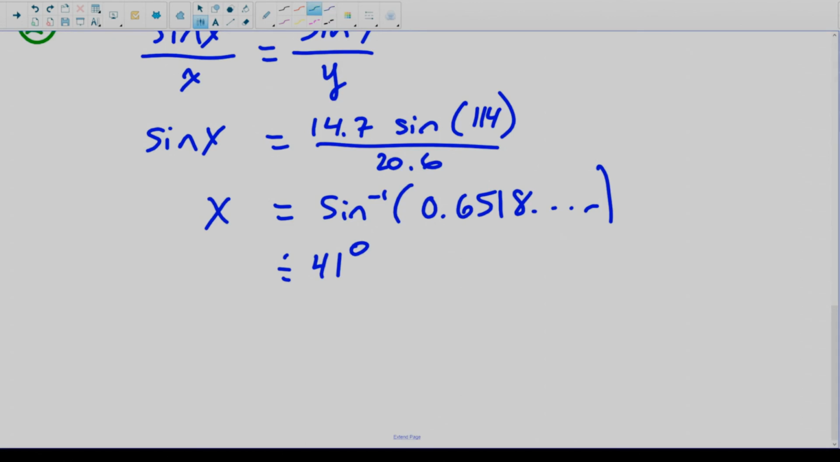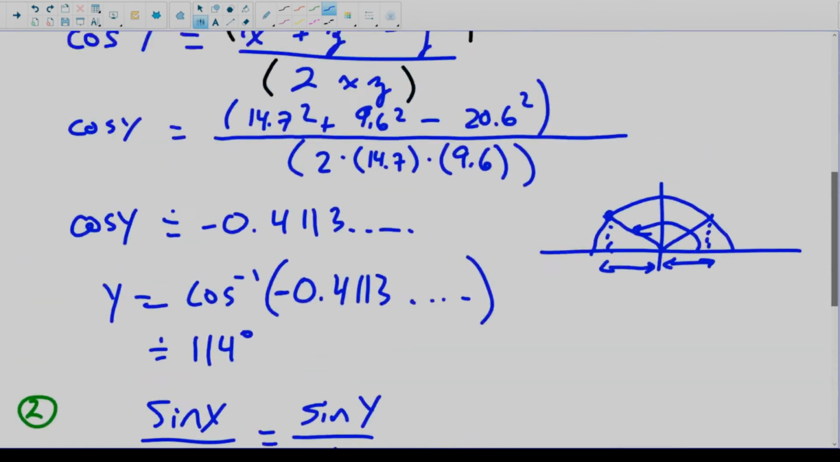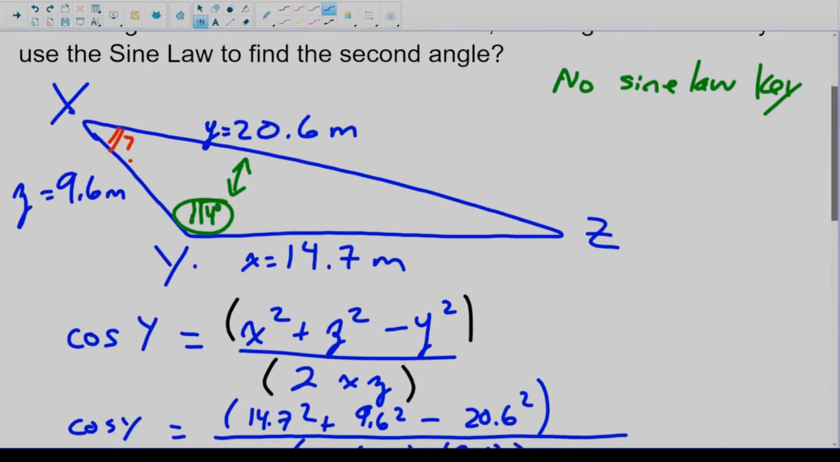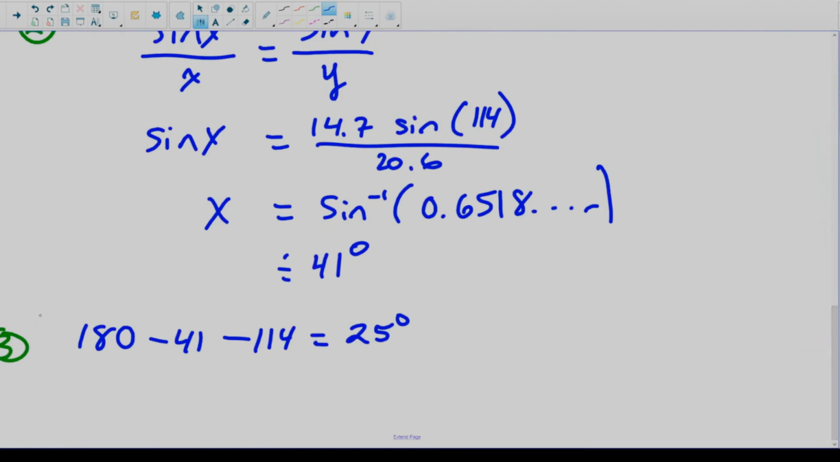And for my third step, because I'm solving the triangle, I've got to find the third angle. I'm just going to use the 180 rule. So 180 minus 41 minus 114 is going to give me my other angle. And that's giving me approximately 25 degrees. And now I've solved the triangle with no worries about the ambiguous case. Okay, so that was angle Z, which I forgot to write. And that's going to be it for today's lesson.